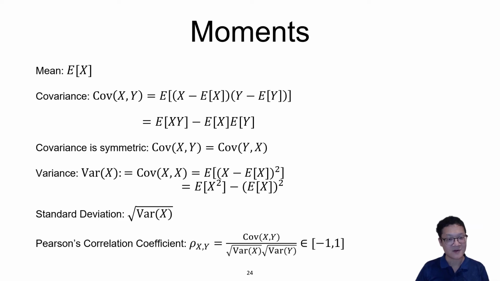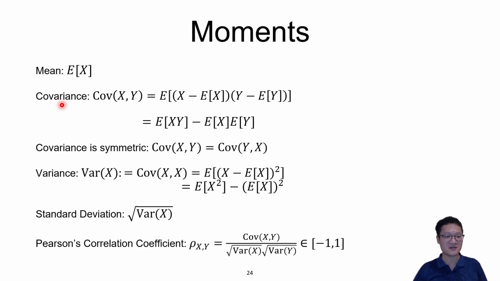Okay, so moments. Expectation or mean or average is actually the first moment of a random variable. Other moments include covariance and variance. I suggest you look on Wikipedia, for example, to get a more general sense of what moments are. But for us, we're just going to be focusing on covariance and variance.